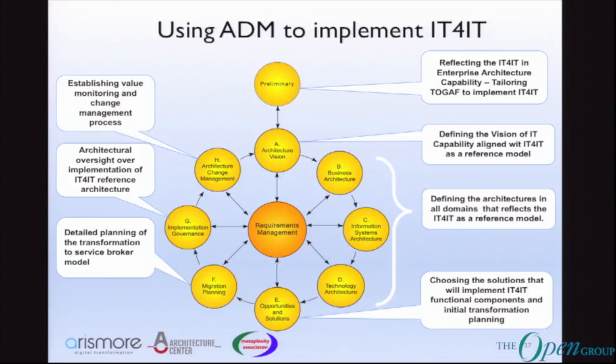In phase F, we plan the migration in detail, how to migrate from our current IT state to this future that is aligned with IT4IT. In phase G, during the implementation governance of the architecture, we use IT4IT to ensure the compliance of the architecture. Yeah? And then in phase H, we monitor what we can still improve and what we can change to work better.